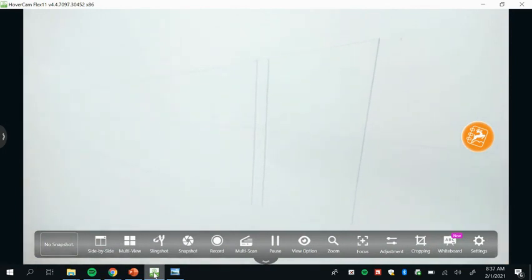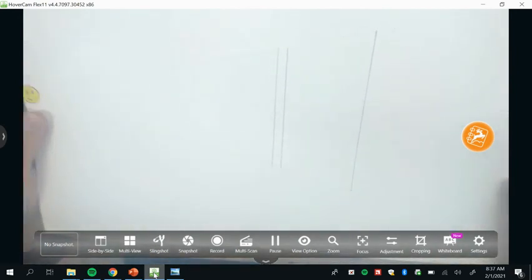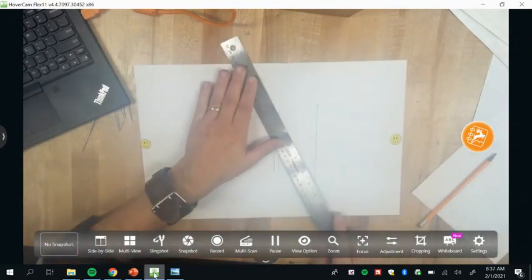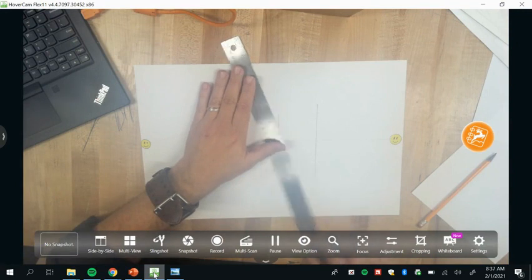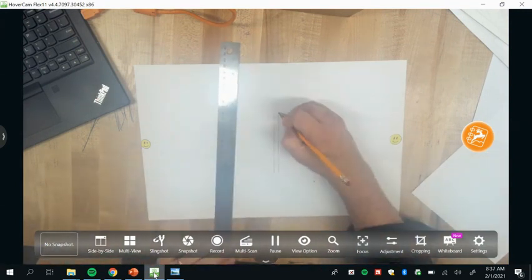All right, so you can see it there. That's what it's going to look like. Now watch carefully. I'm going to put my ruler on this corner and that corner.